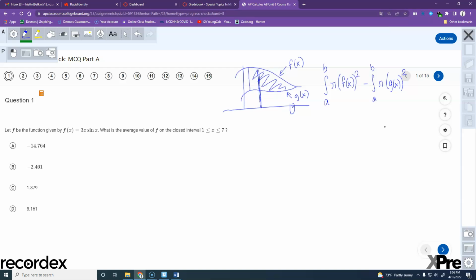Now a lot of times you'll see this put together, so they'll write it like this, pi times the integral from a to b of f of x squared minus g of x squared. So it might not be quite as obvious that it's pi r squared for those, but it's always pi r squared in some form.